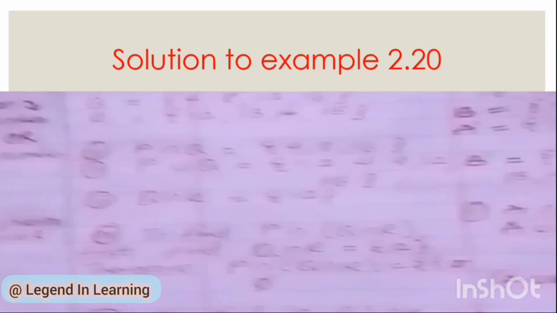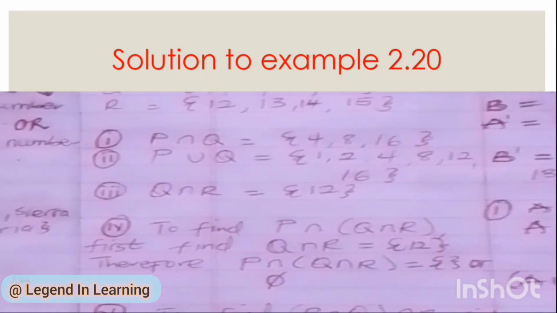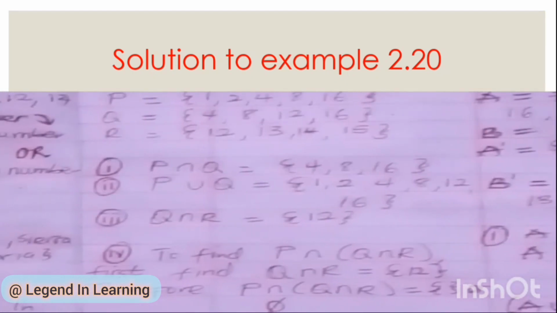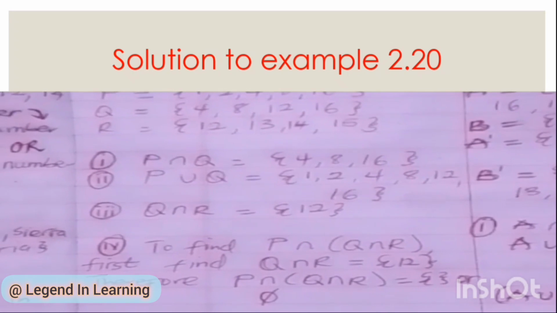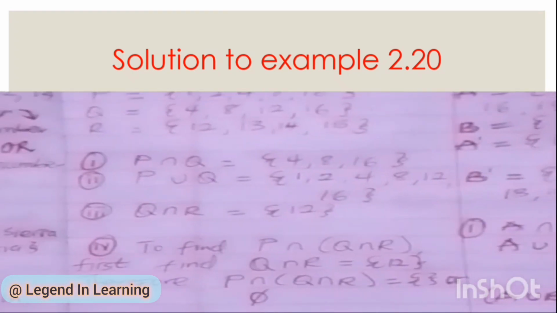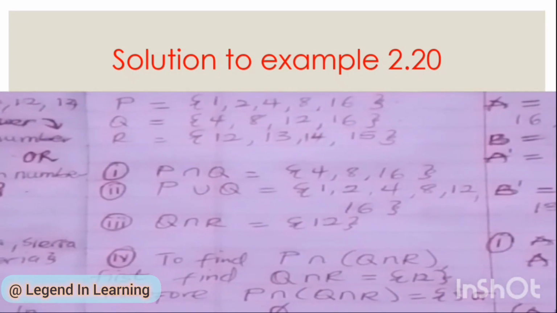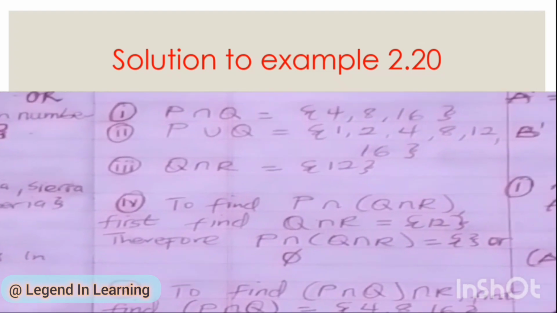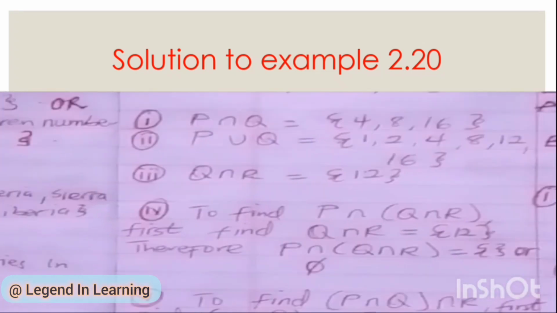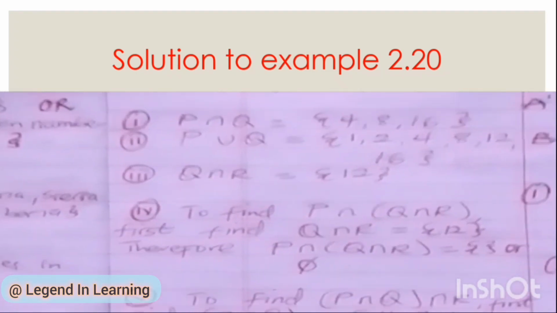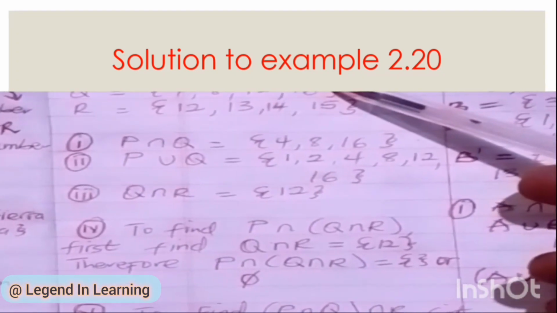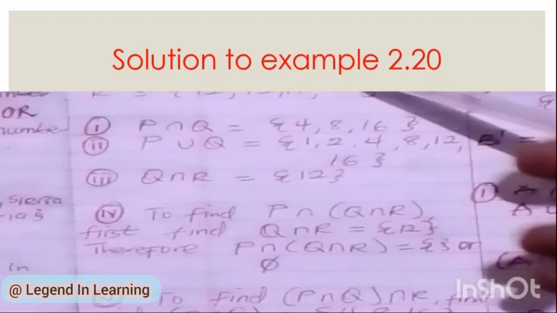Okay guys, this example 2.20, from our question we were asked if P is equal to X, such that X is a factor of 16. So we are to list the factors of 16. Listing factors of a number, I did it in my previous video, so you can go back to my channel and watch it. So I listed the factors of 16 starting from 1 and ending on 16. So every factor has itself and 1 included.